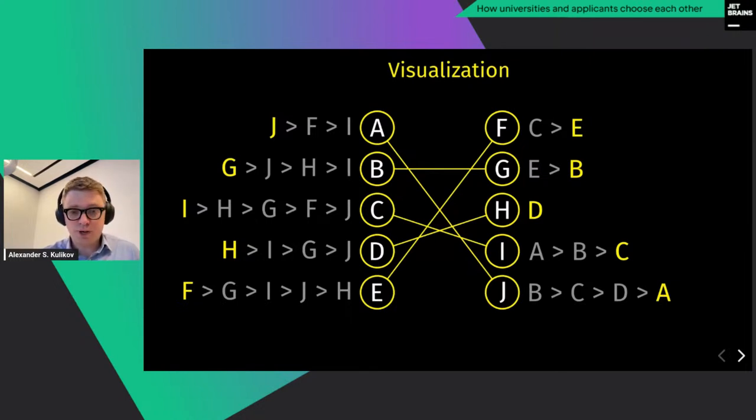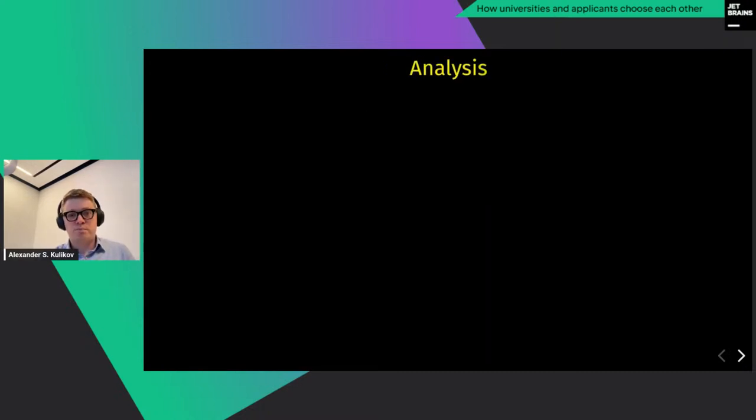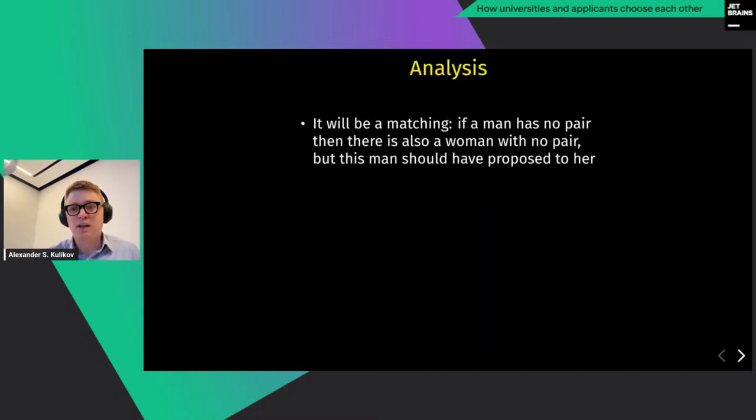So at this point, we have not just a proof of the existence of a stable matching for any initial configuration, but we also have a method of finding such a matching. So on the next slide, let me just prove that it is indeed a matching and it is stable. Let me probably be quick with this.